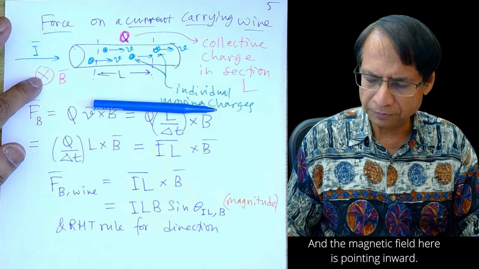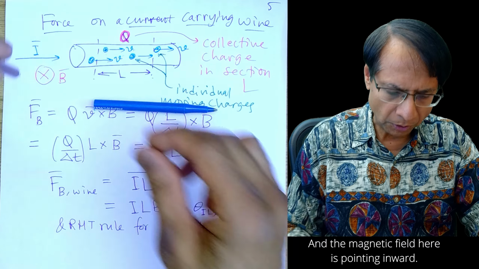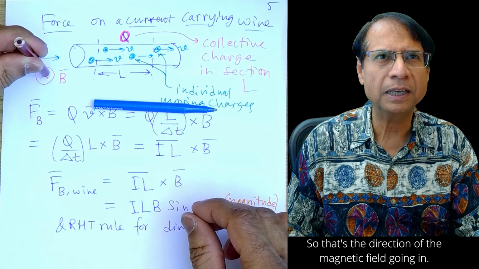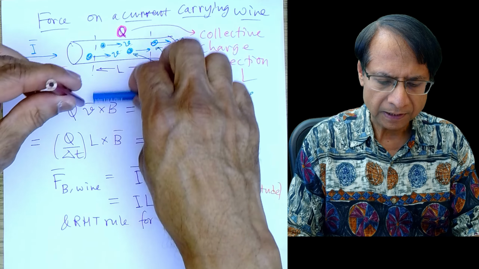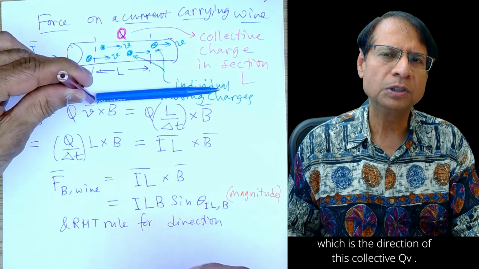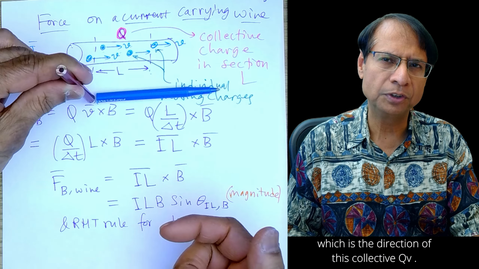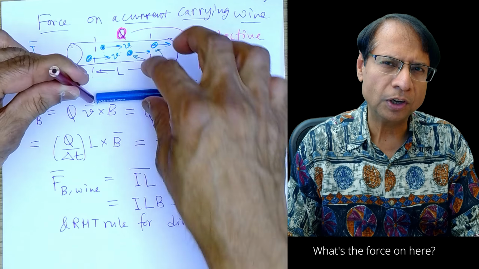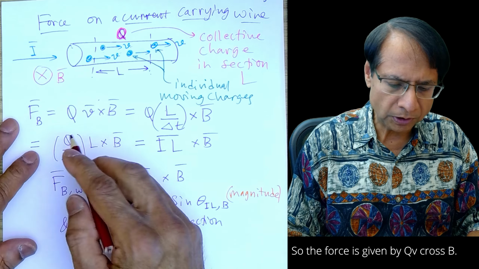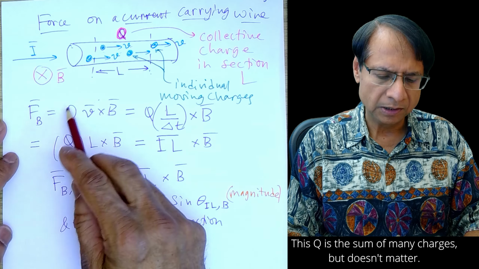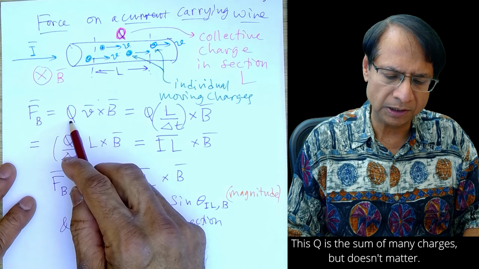And the magnetic field here is pointing inward. So that's the direction of the magnetic field going in. This is the direction of the current, which is the direction of this collective QE. What's the force on here? So the force is given by QV cross B. This Q is the sum of many charges, but it doesn't matter.